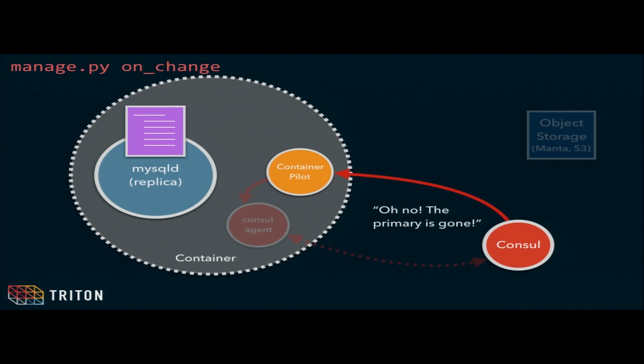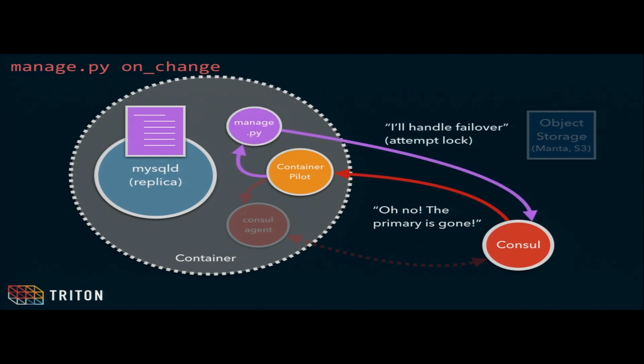So at that point, for our other instances, now we're in the replica, Consul will tell Container Pilot, because Container Pilot is watching those keys, the primary is gone, I don't know where it is. So then all the ManagedPy instances will say, okay, I'm going to attempt to handle the failover. Now, you might be asking, why aren't they saying I'm the primary? Why aren't we just doing it that way?